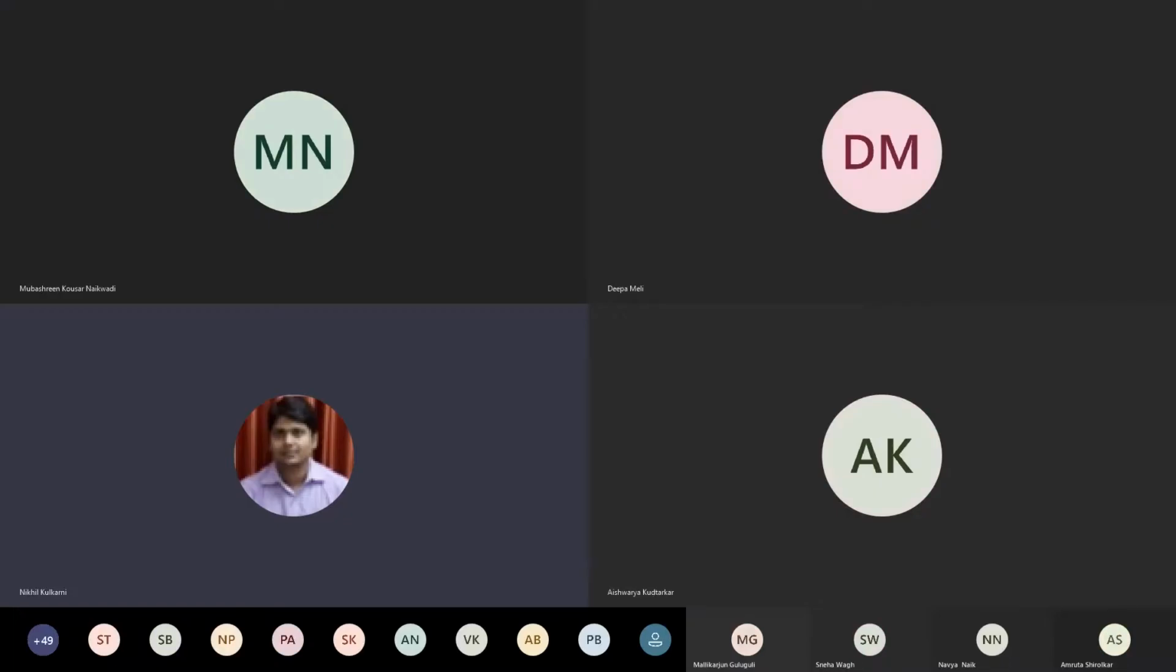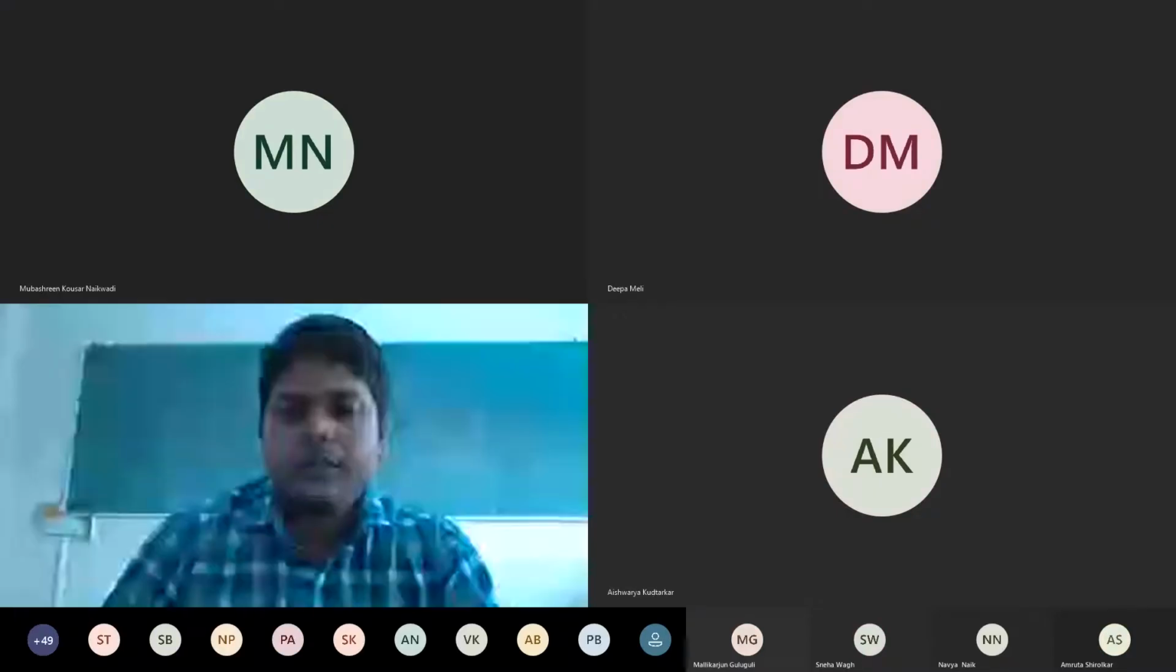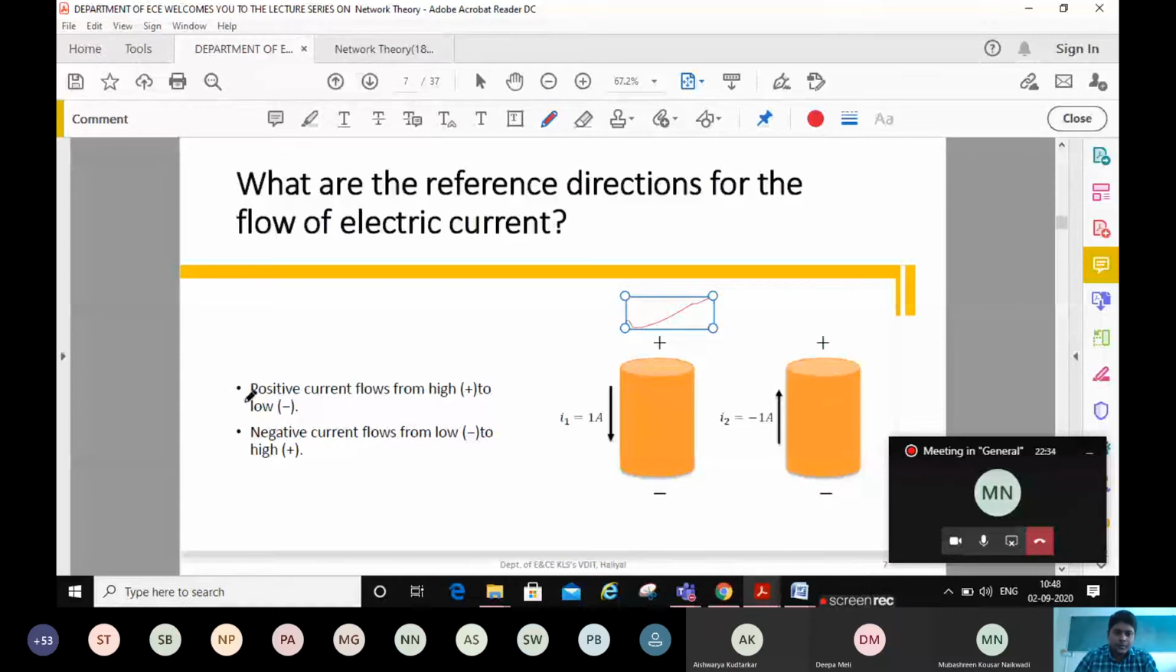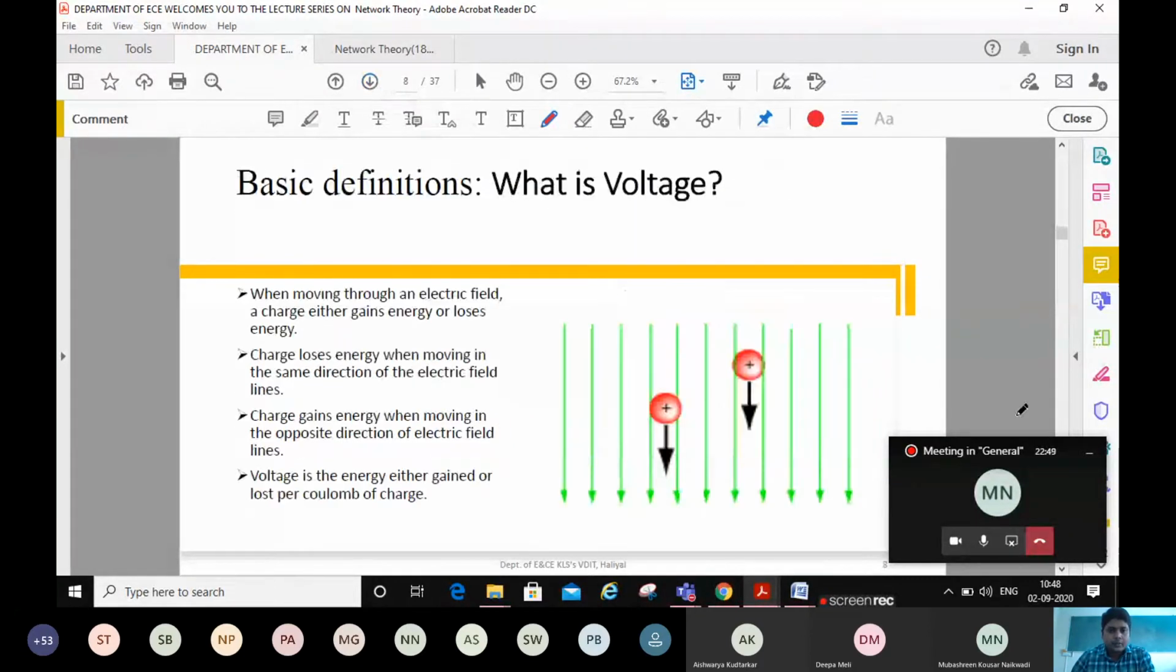Things. So it requires these kind of concepts here. So positive current flows from higher potential to lower potential, and negative current flows from lower potential to higher potential, right? So these are the references that we follow. Okay, so next what we have is: what is voltage?